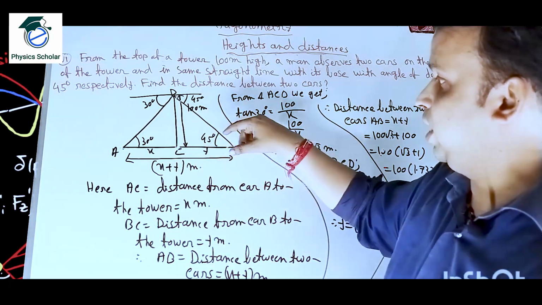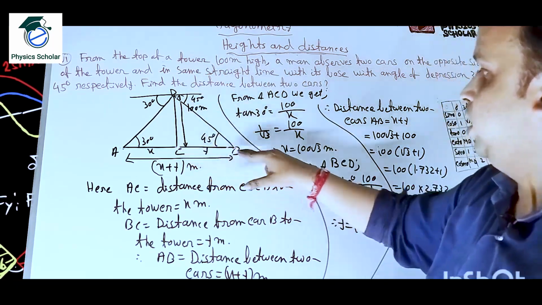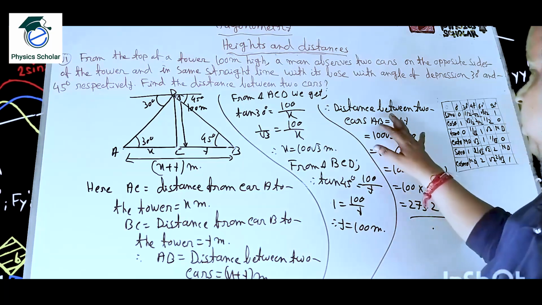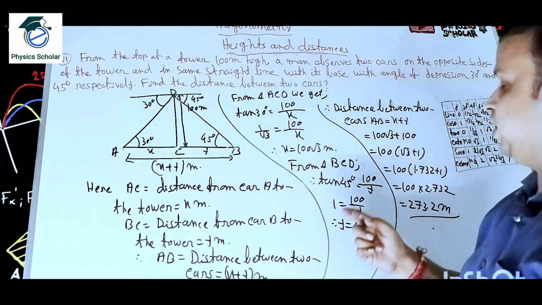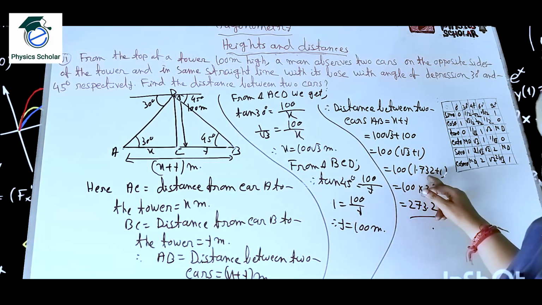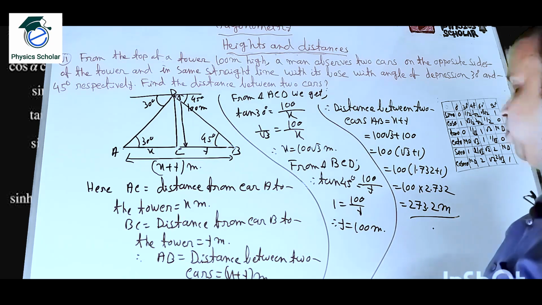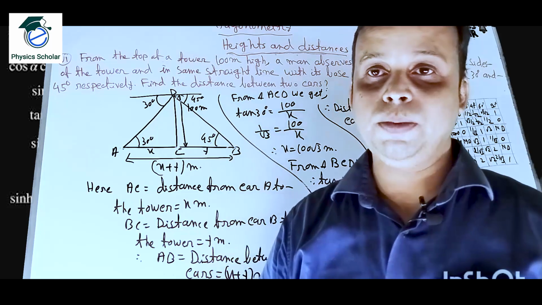From this triangle, tan 45 degrees is equal to perpendicular by base, that means 100 by y is equal to 1. So y is equal to 100 meters. So the total distance between the two cars will be x plus y, so 100 root 3 plus 100. So 100 common, root 3 plus 1. So 100 into 1.732 plus 1, 100 into 2.732. So 273.2 meters.